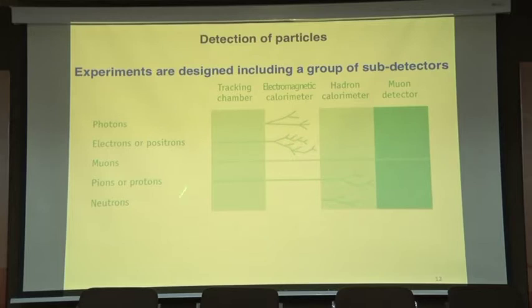For example, if you want to measure photons, photons are neutral particles, so they will not give any signal in the tracking chambers. So you need an electromagnetic calorimeter. Electrons and positrons will give a signal in the tracking chambers, but for the measurement of their energy you need an electromagnetic calorimeter. For muons, you need a muon detector. For neutrons, they are neutral particles, so you need a hadron calorimeter, and things like that.